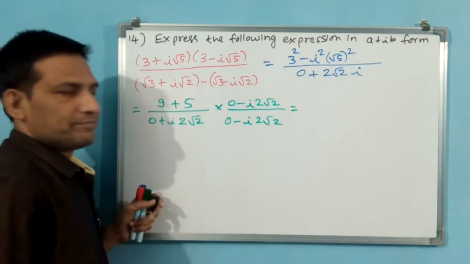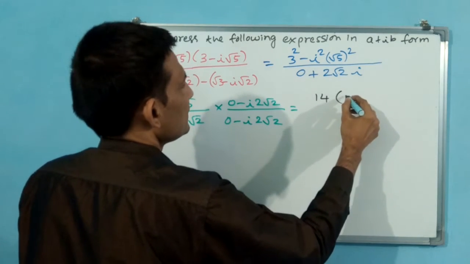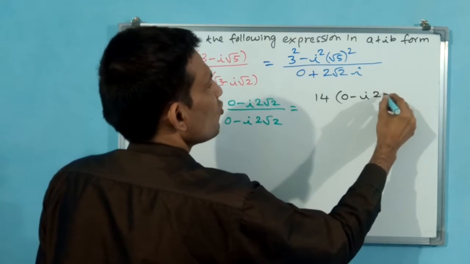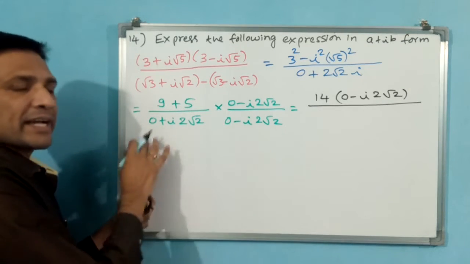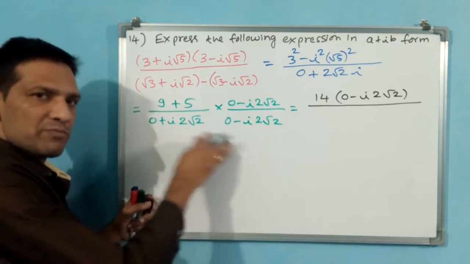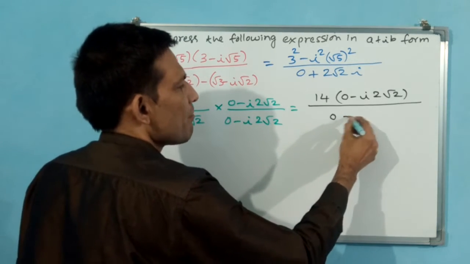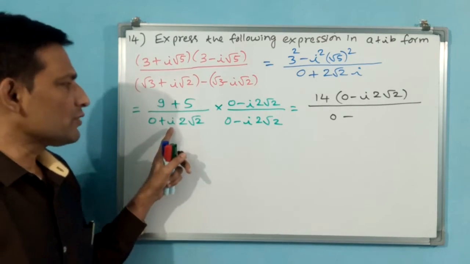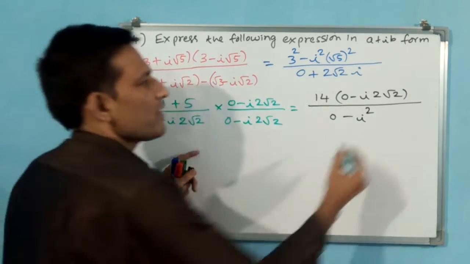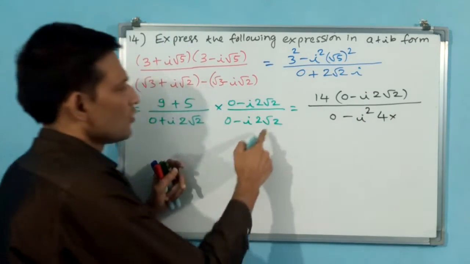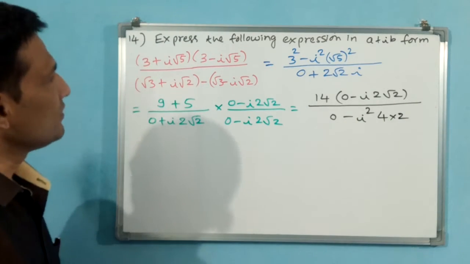Now this is 14. Okay. One more step we will write. 14 into, say, 0 minus i 2 root 2. This will be numerator. Now denominator again, see, for making A square minus B square only, we will write this one. A square is 0 only. Minus B square. B square means you see i square, 2 square 4. Root 2 square means 2.